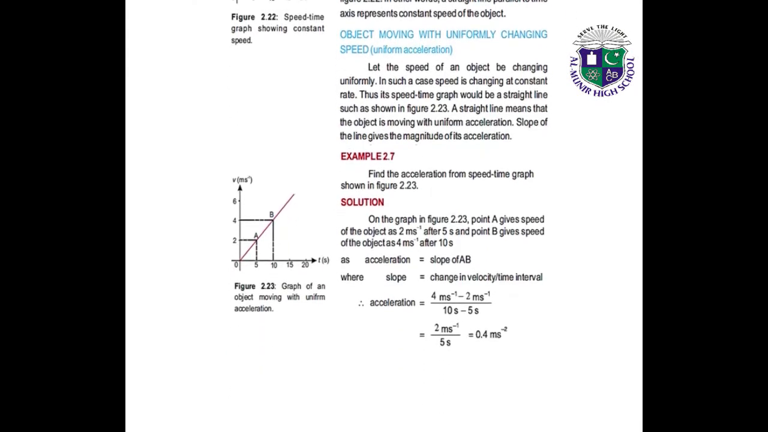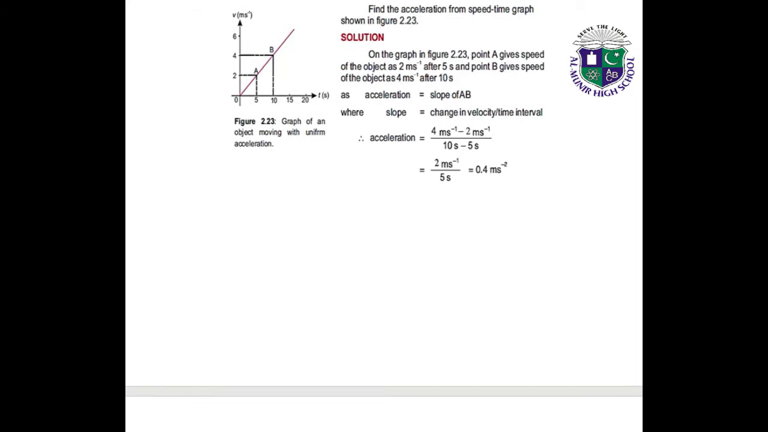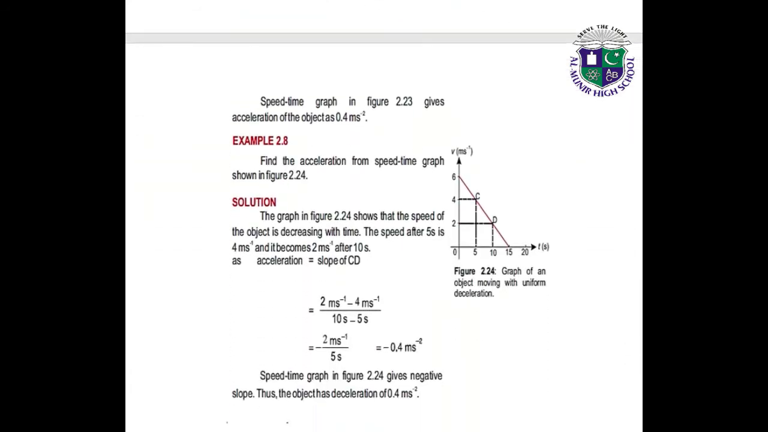Example 2.7. Find the acceleration from the speed time graph. Solution: on the graph in figure 2.23, point A gives the speed of the object as 2 meter per second after 5 seconds, and point B gives the speed of the object as 4 meter per second after 10 seconds. So acceleration will be the slope of AB. Slope is equal to change in velocity over time interval. Here we have this formula of acceleration. By putting the values we will get the value of the acceleration.